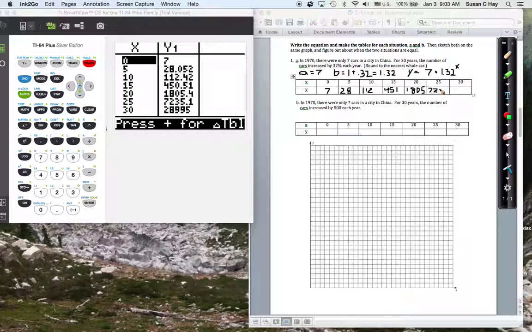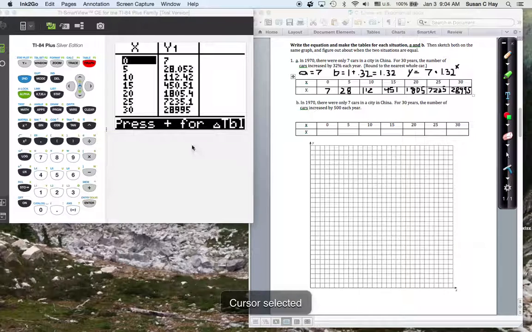But look what happens at 30 years. It really shoots up. So at 30 years, it shoots all the way up to almost 30,000 cars. Okay, so 28,995. Forgive my email alerts. 28,995. So there we go. So that's that first equation, shooting all the way up to almost 30,000.